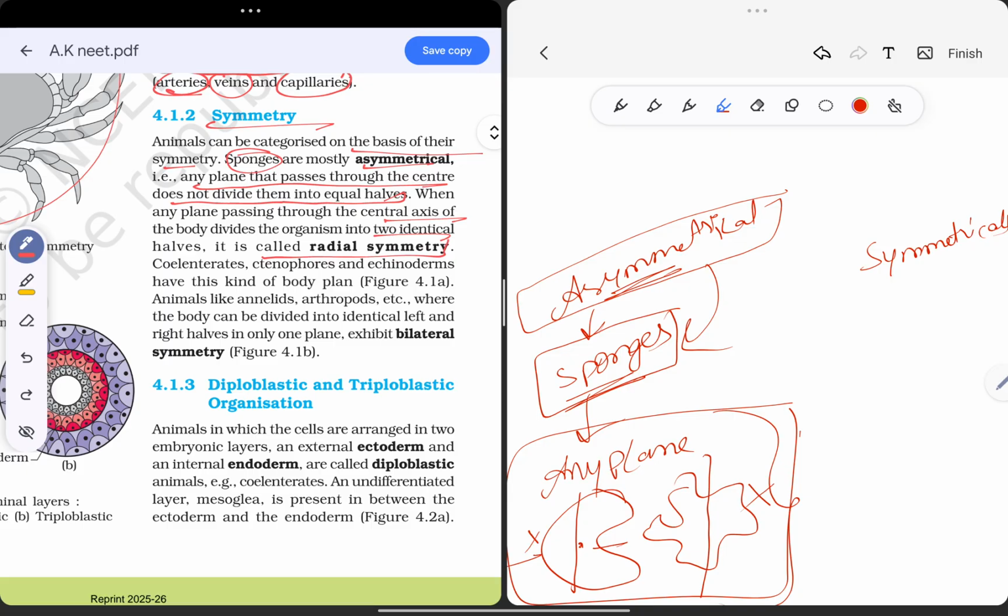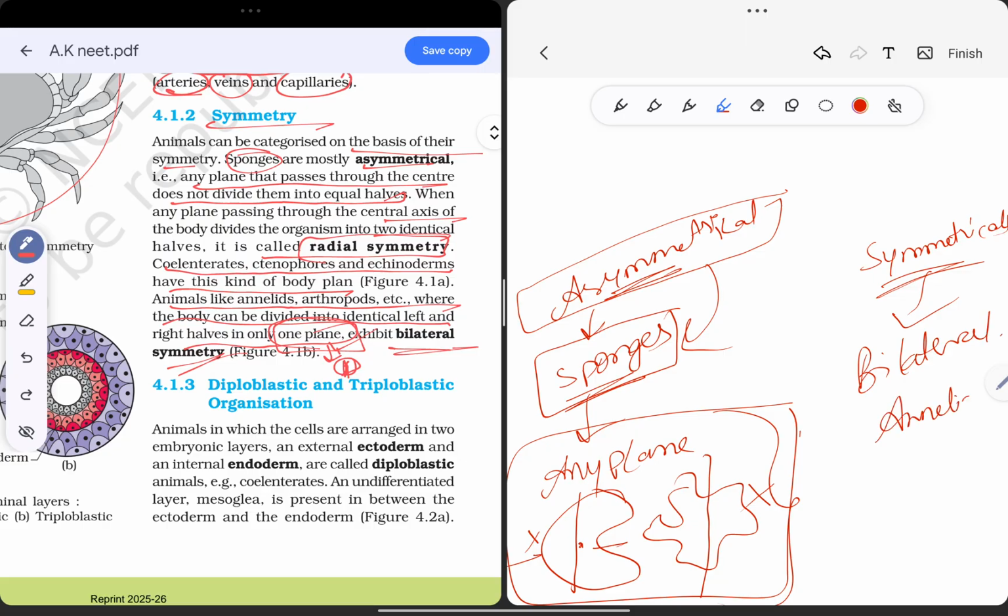Such a kind of body plan is called radial symmetry. Cnidarians, ctenophora, and echinoderms have this kind of body plan. In animals like annelids and arthropods, the body can be divided into equal left and right halves in only one plane. Only one plane; you should remember, not in two planes. That is bilateral symmetry.